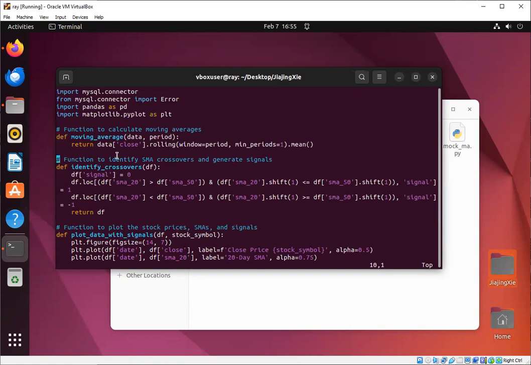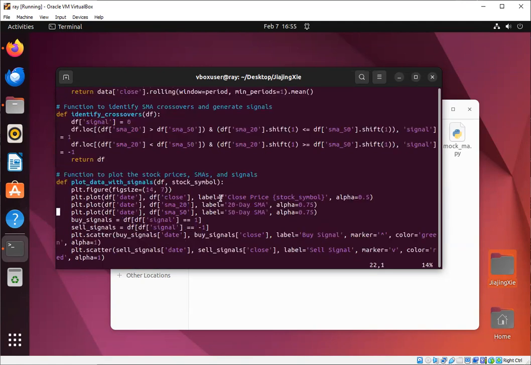Finally, we add the signal. We add a signal column to the data frame, with 1 meaning buying, -1 meaning selling, and 0 meaning holding. This final data frame is used later in the mock trading environment.